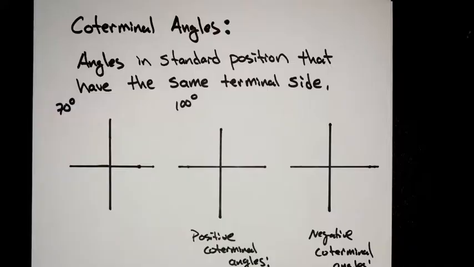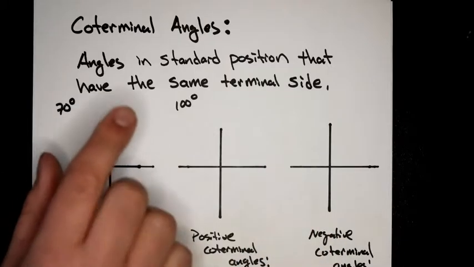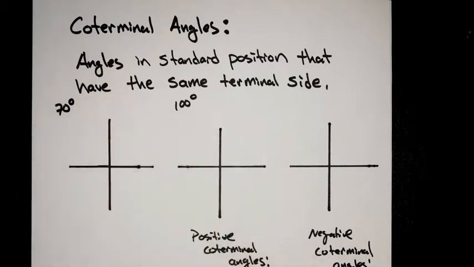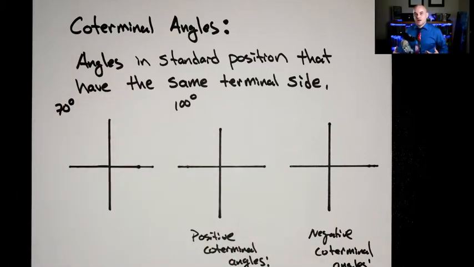All right, in the last video we talked about angles in standard position. In this video we're going to discuss a little bit more about that and talk about a family of coterminal angles. So let's take a look and see what I'm talking about here. Coterminal angles are angles that are in standard position. By the way, if you haven't seen that video, go back and watch the video on standard position so that way you know what I'm talking about.